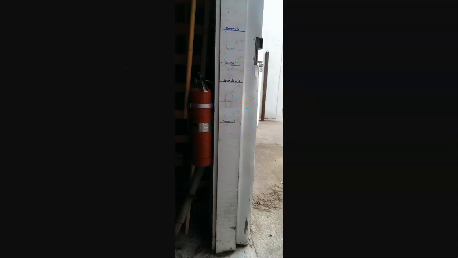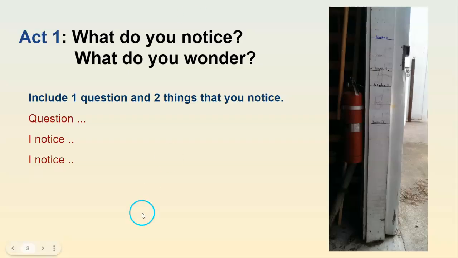And they see these numbers. Their goal on this first slide, this is Act 1, is to come up with 1 question and 2 things that they notice. So leave it up to them to notice whatever they notice and have them include that. And then maybe from the class you can solicit questions to move this task along.